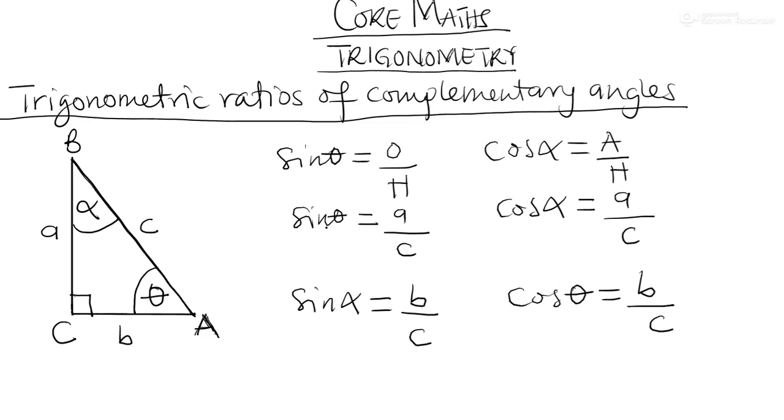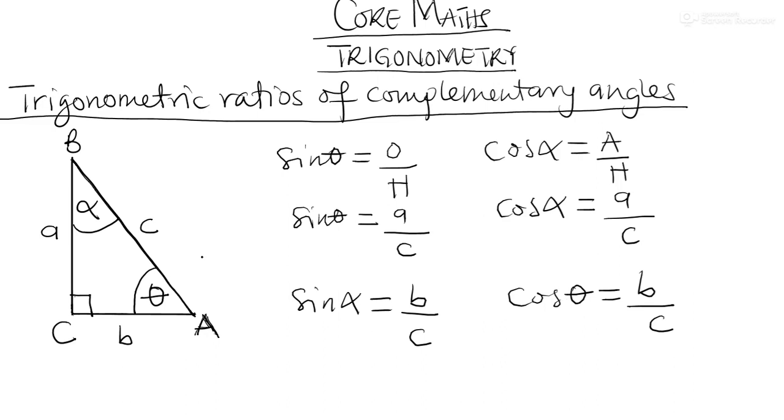When we found sine theta, we had A over C. When we found cos alpha, we had A over C. So it means that the trig ratios of complementary angles are what? Are equal. So the sine theta is the same as the cos alpha. The sine alpha is the same as what? The cos theta. I hope you get it. Good. So let's draw conclusion.